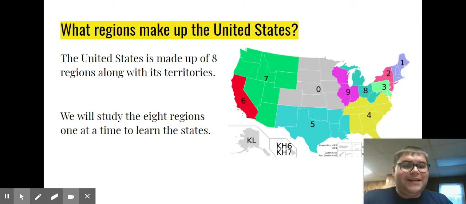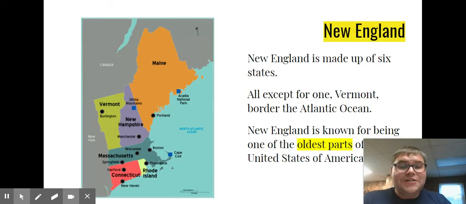So what regions make up the United States? Well, we have 8 different regions, and we're going to study each region one at a time to learn the states. We're going to start in the Northeast with New England, go down to the Mid-Atlantic, the Southeast, the Midwest, the Southwest, the Great Plains, the Mountain West, and the West, as well as the territories. We're going to start in New England.